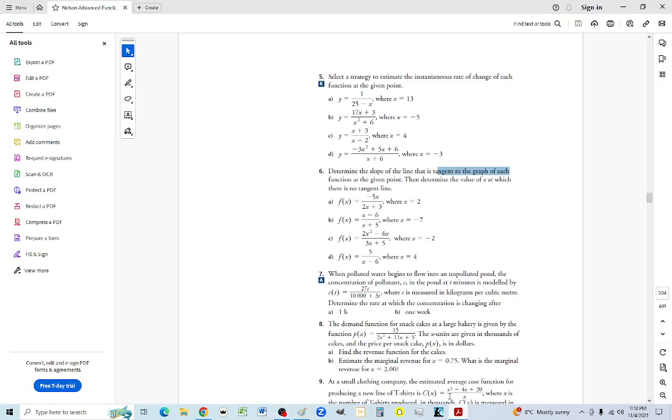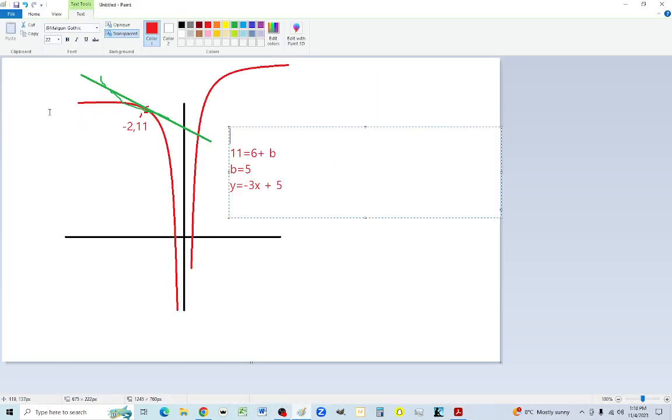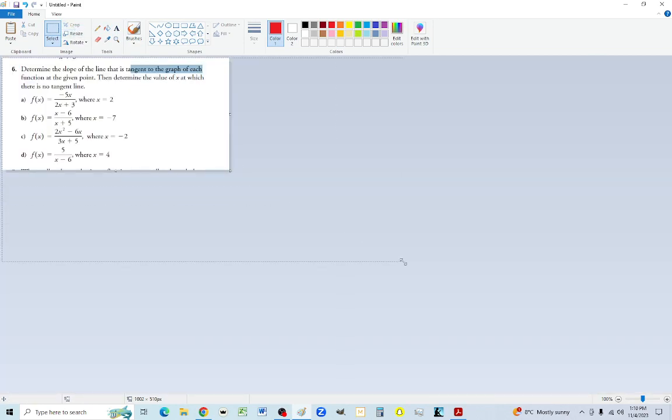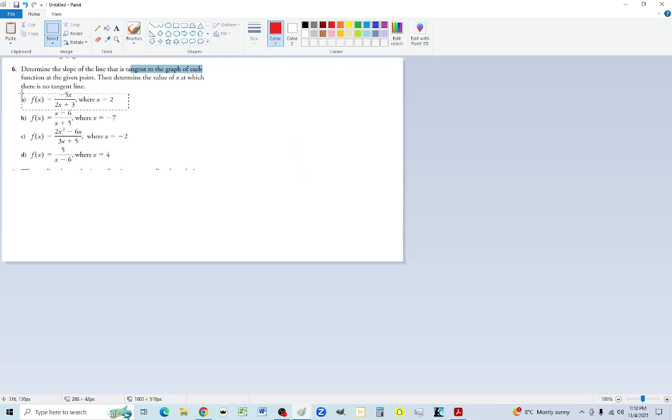Here we go. In 6, they want us to determine the slope of the line for each of these. Now, again, I'm going to cheat a little bit in determining the instantaneous rate of change, because it would take me a long time to do the math of it. But essentially, if you were to look at this, I don't know what the second part they're getting at. Then determine the value of X at which there is no tangent line. Not sure what they're getting at there.